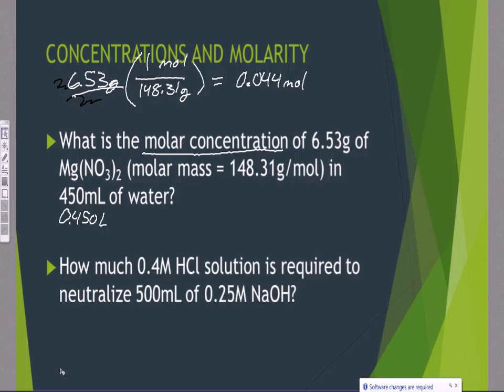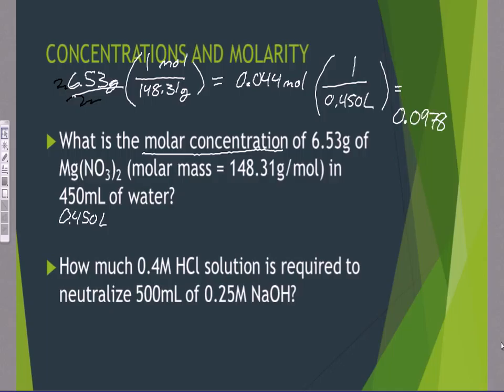So if we know the moles and we know the liters, all we have to do is divide our moles by our liters, and we are going to get an answer there. So if somebody wants to plug that into their calculator, it's probably going to be pretty close to 0.978. And what are the units on that? Moles per liter or molarity, right? So big M, which is the same thing as moles over liters.